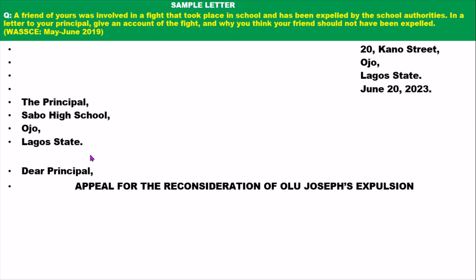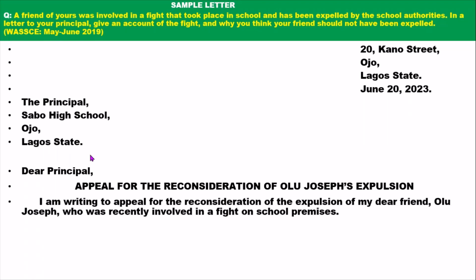Then followed by the title of the letter, or the topic, or the subject matter. And in this case, "Appeal for the Reconsideration of Olu Joseph's Expulsion." This Olu Joseph is your friend's name, the name of your friend who has been expelled, and you are appealing that that expulsion be reconsidered.